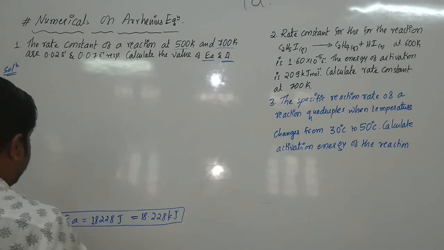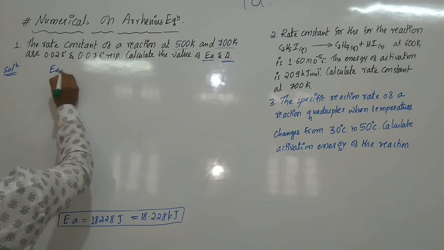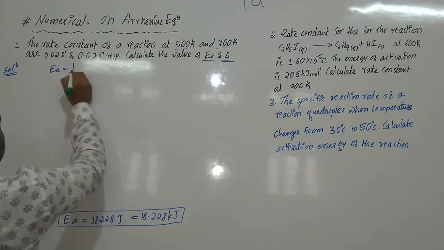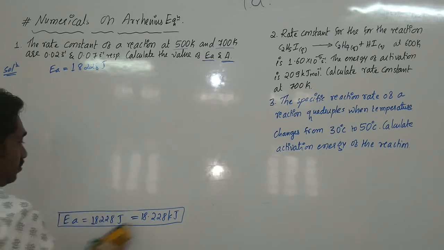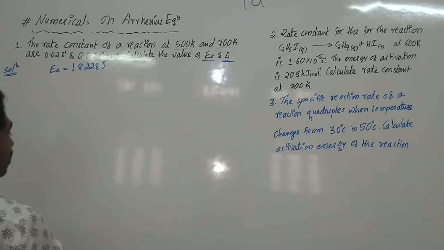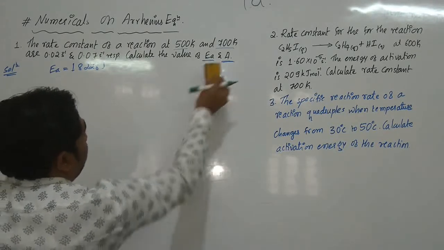Okay, I'll take the value here. EA is equal to 18228 joules. Okay, now how to calculate this?